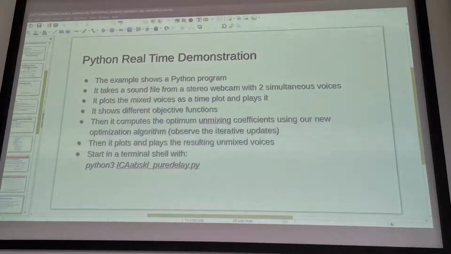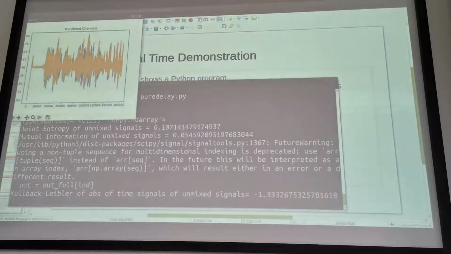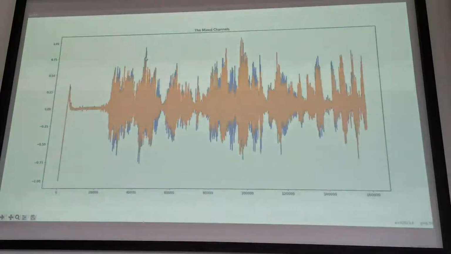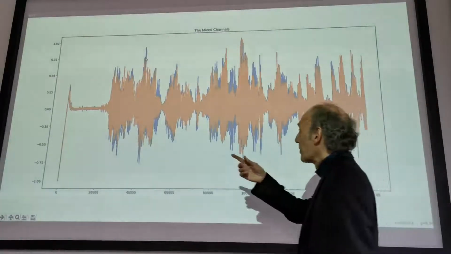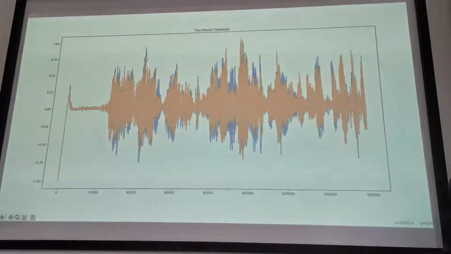So now I let it actually run on my laptop here. Copy. Paste. Let's see. Can you see it? So this is the plot of the mixed voices. So you can see that those 2 channels, blue is microphone 1, orange is microphone 2, and this is what we get.